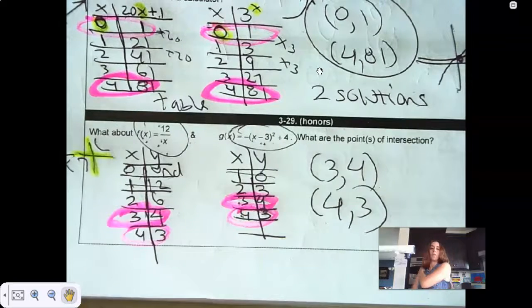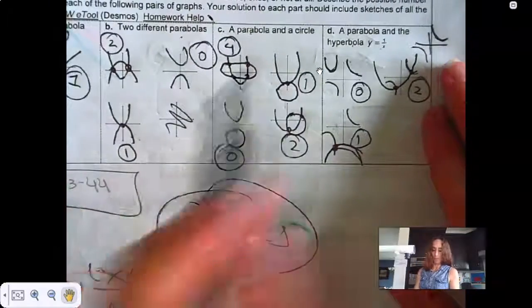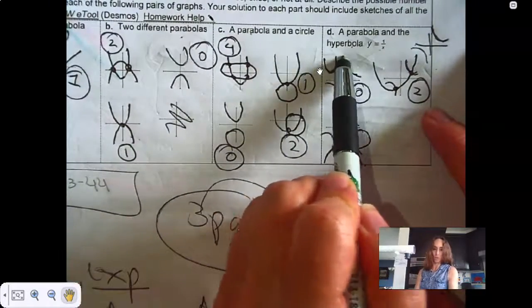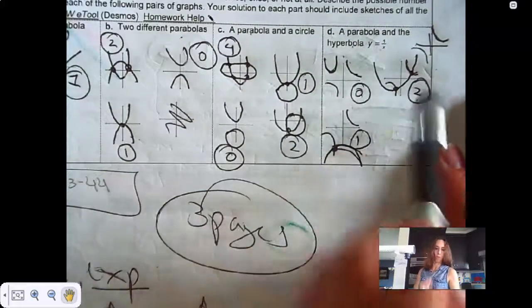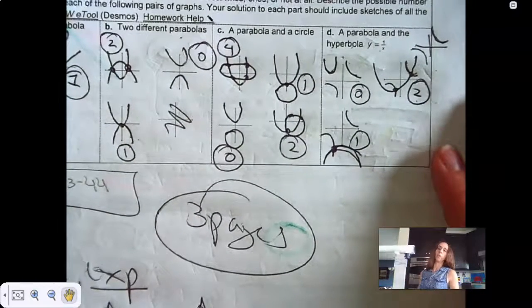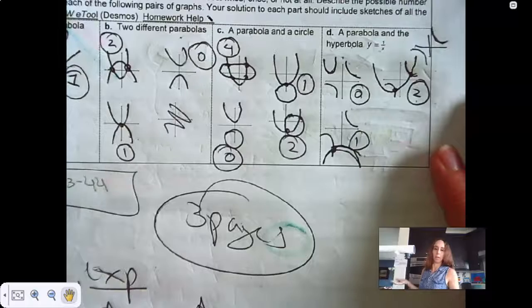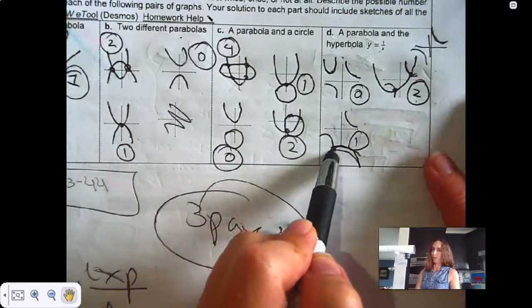If some of you go, but how do you know if you're done? Well, let's go back to that page that had the options for a hyperbola, which is what that was, and a parabola. You either have 0, 1, or 2. So I know the maximum will be 2. So if I got 2, I'm done. If I got 1, I might be done, but I have to check for more.